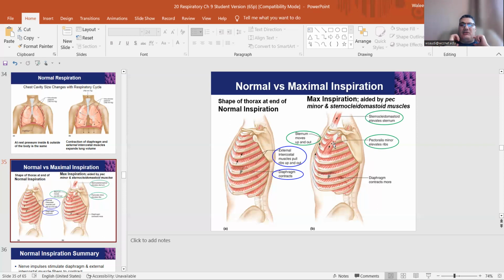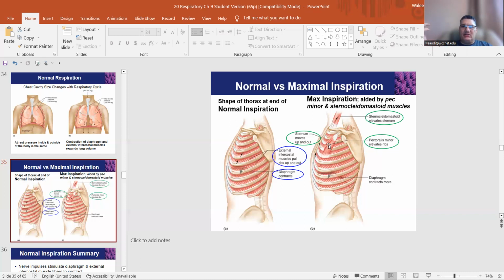Now there are other muscles that are added up to help you. And these muscles are called sternocleidomastoid. And this muscle here is called pectoralis minor, because there is another one that's called major outside, but it's not used. This one will be pulling out the ribs. These are additional muscles only in maximal expiration, inspiration, I mean.